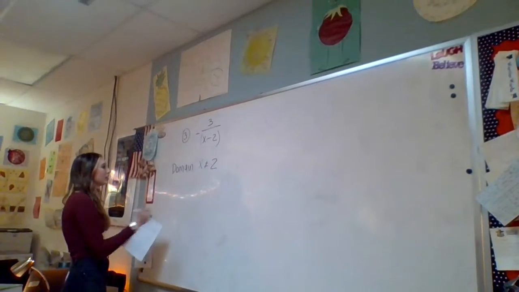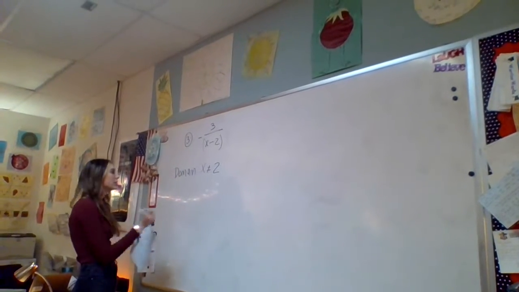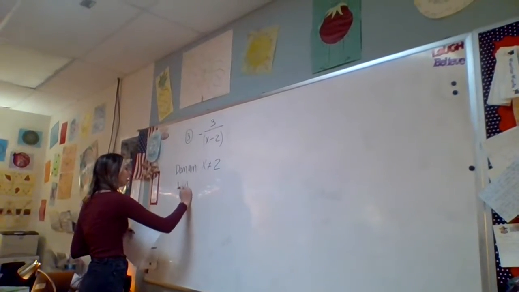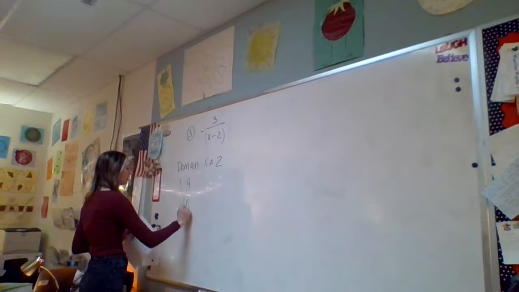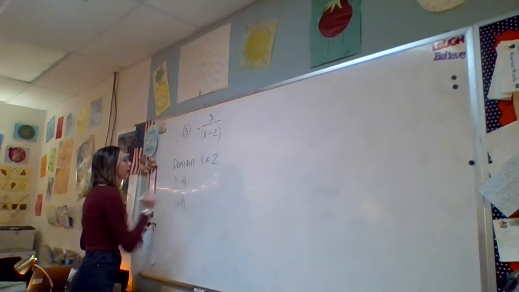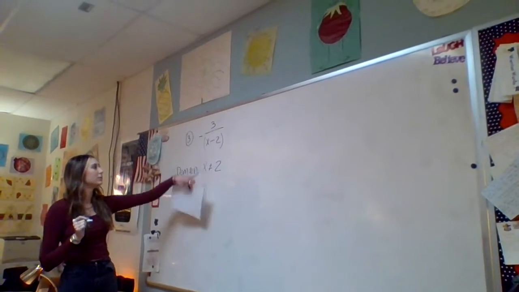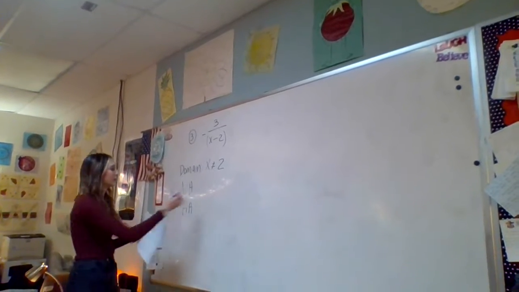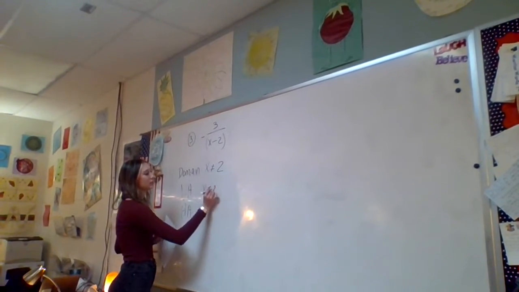The next thing we're going to do is our vertical asymptotes, or our asymptotes. So we have a VA, and we're going to have a horizontal asymptote. If x cannot be 2, where's our VA going to be? 2. So we have a VA at x equals 2.